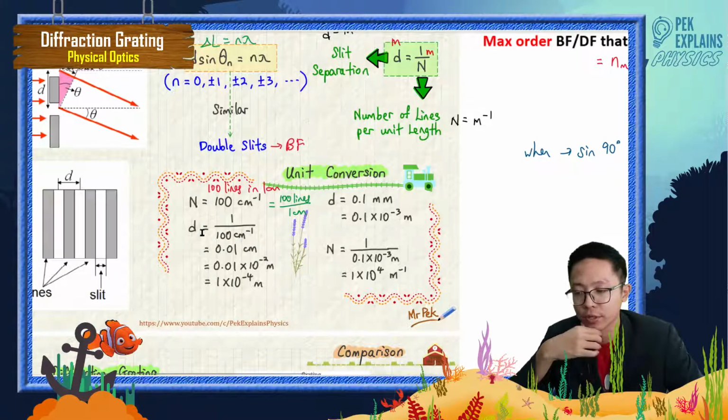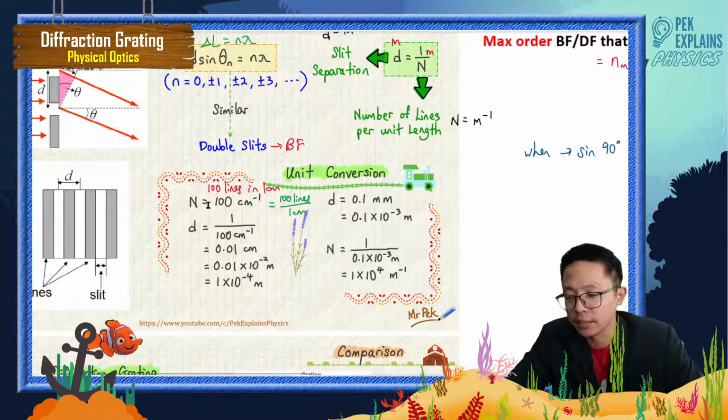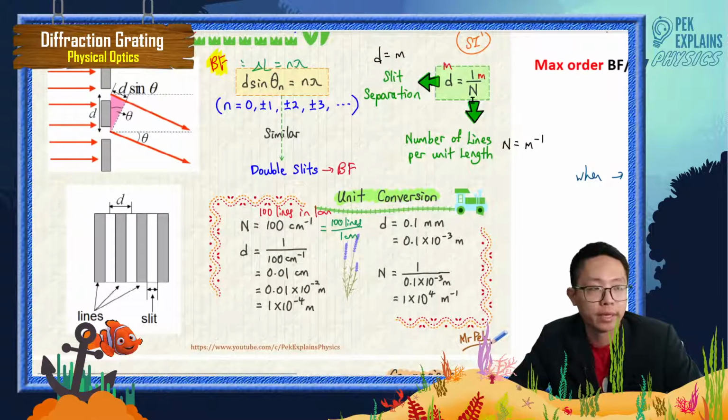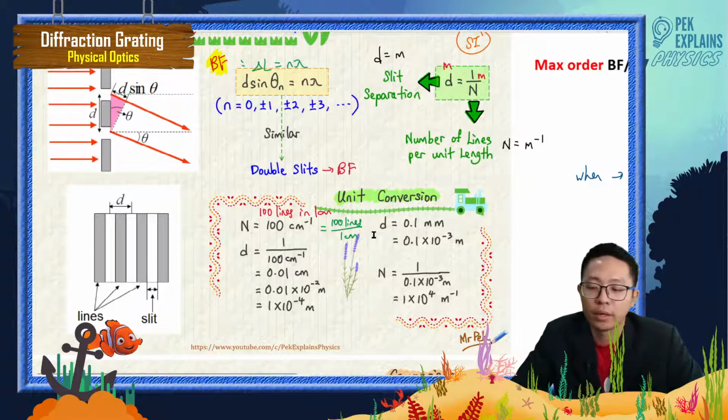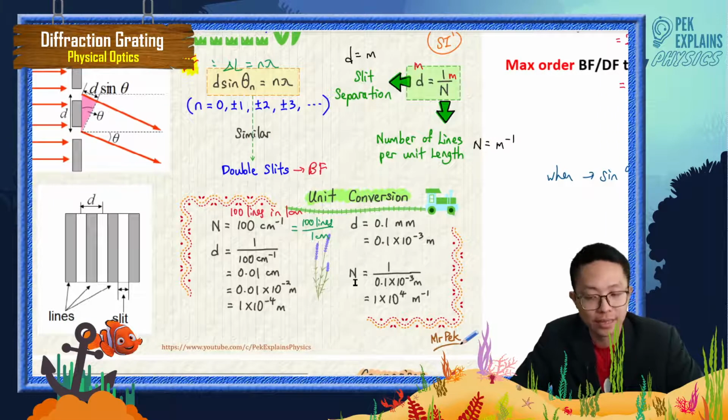So how to find the slit separation? Very simple. You just use the formula 1 over n, then you get d. So you get 0.01 cm. If n is in per cm, your d will surely be in cm. Once you have d, you can change the unit. Centimeter becomes meter, centi is exponent negative 2. Then you get the separation in meter. What if the question gives you the d and asks you to find the n?